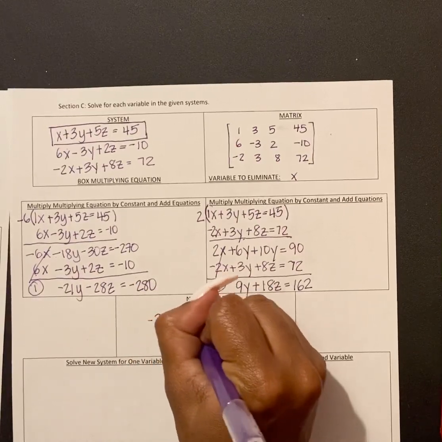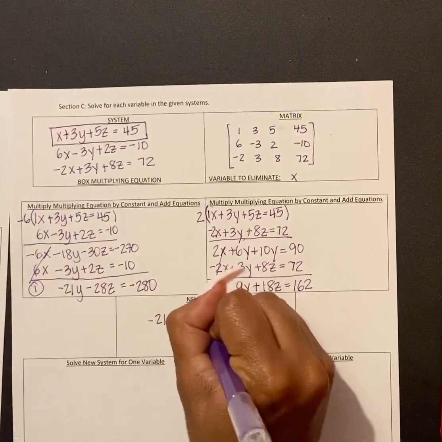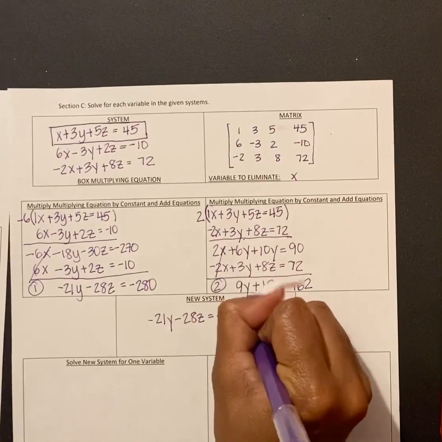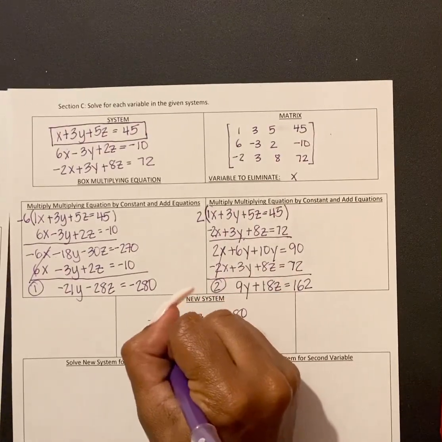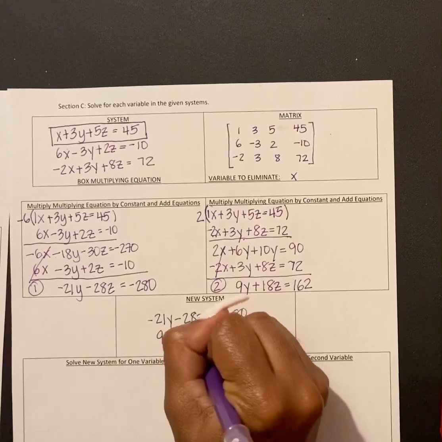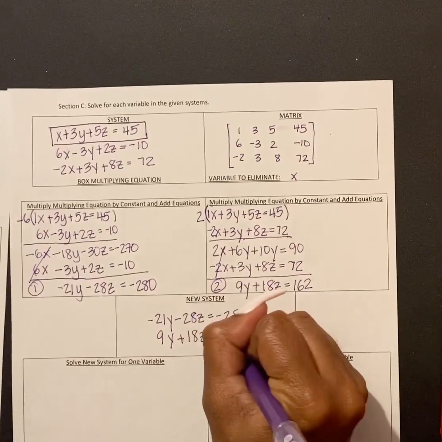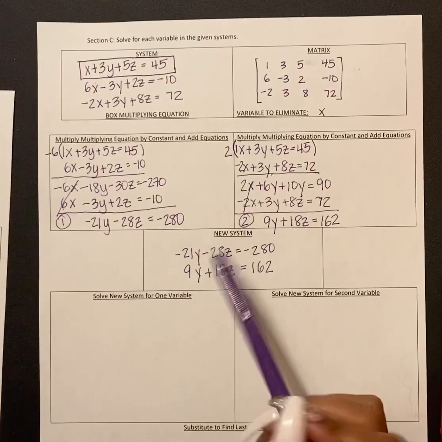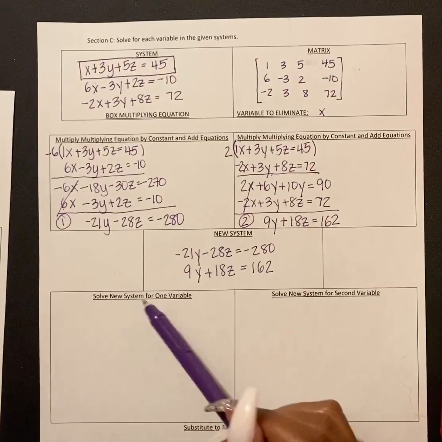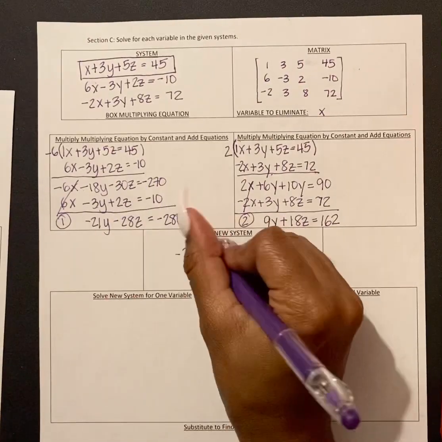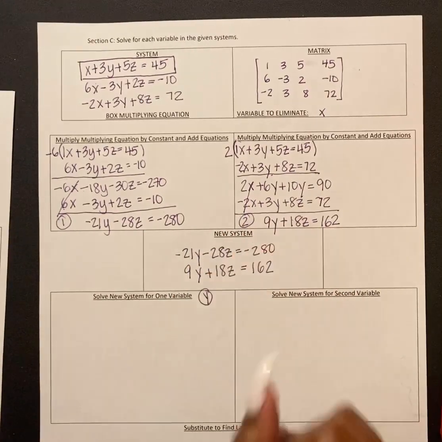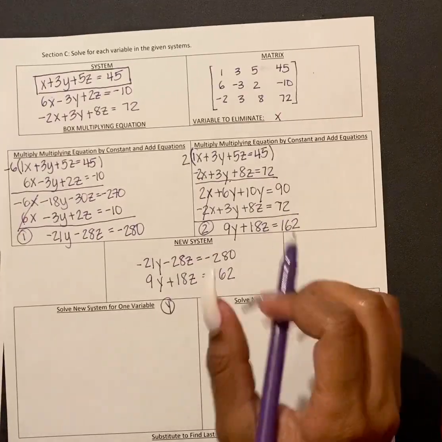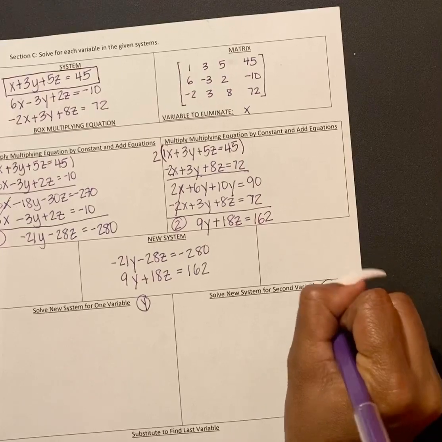-21y minus 28z equals -280. And 9y plus 18z equals 162. That's my new system. And so now we just go back to how we did solving systems with two equations, right? I'm going to solve my new system for one variable. In this case, we'll use the first variable, which is y. And then the other variable is z. So I'll use this box to solve for z.